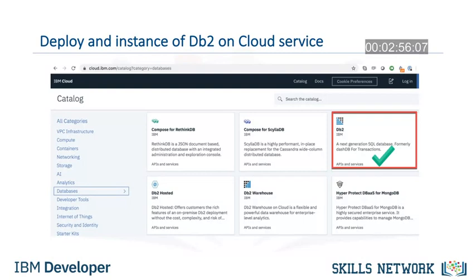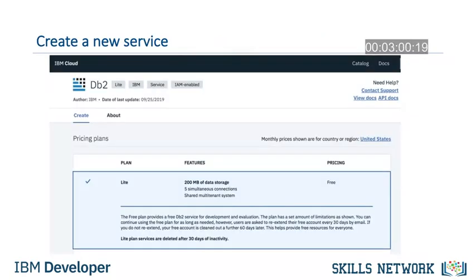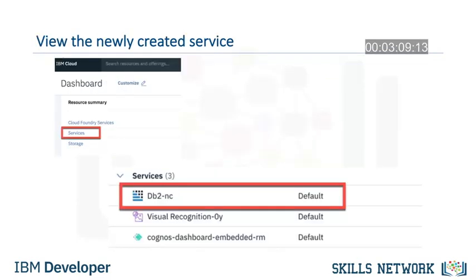Navigate to IBM Cloud and select the Db2 on Cloud service. Type a service instance name, choose the region to deploy to, as well as an org and space for the service. Then click Create. You can view the IBM Db2 service that you created on your IBM Cloud dashboard.